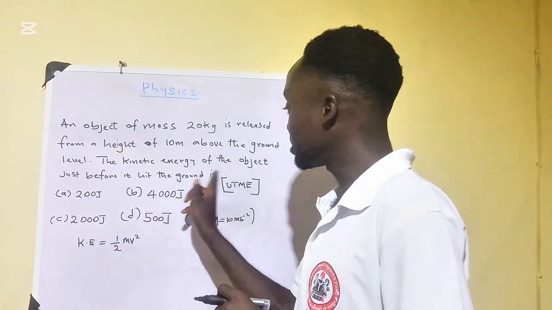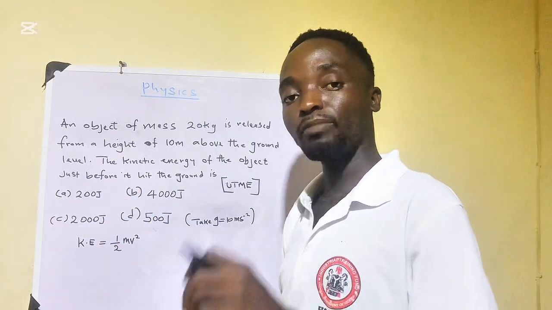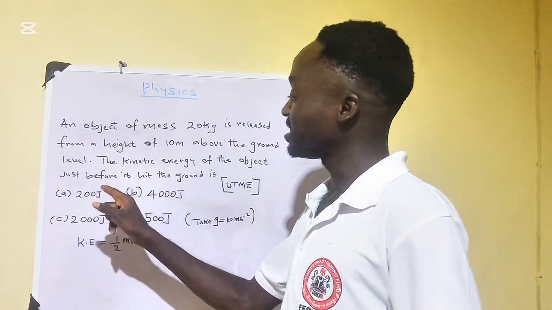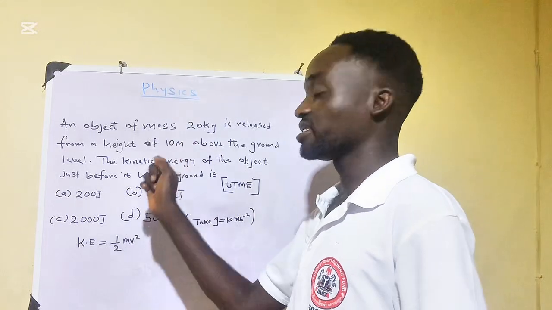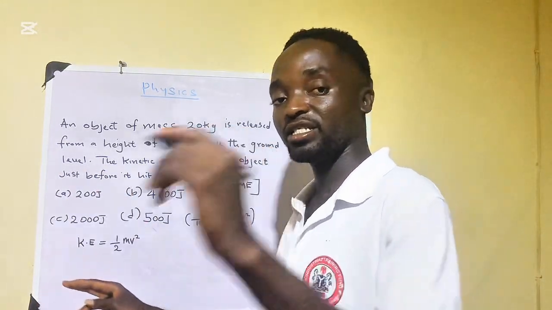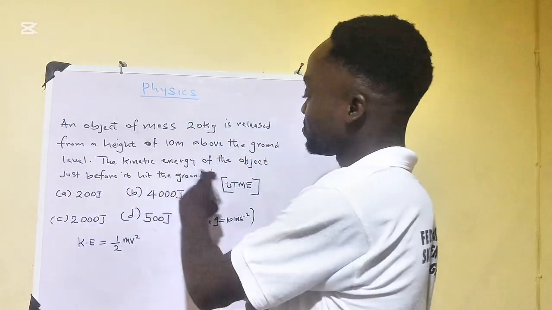Is that clear? So the potential energy will be converted to kinetic energy. Just before it, remember the question says just before it hit the ground, before the impact of hitting the ground, the potential energy is going to turn to kinetic energy. So to solve this question, relate kinetic energy and potential energy. Then you will know how to find the answer to this.